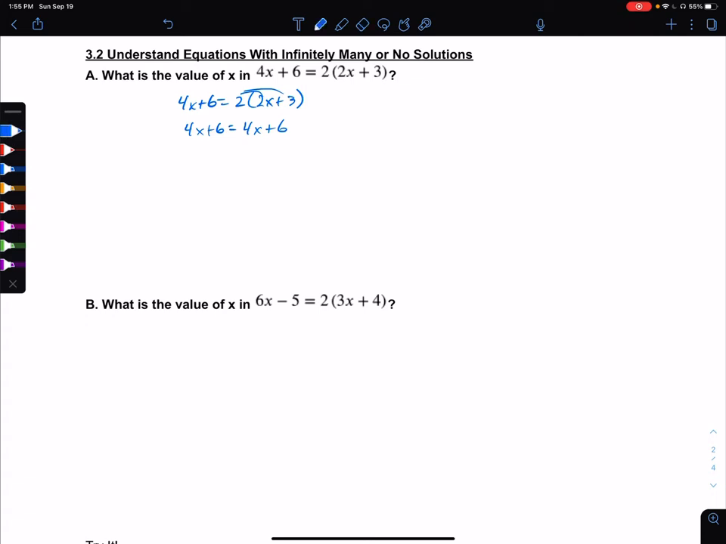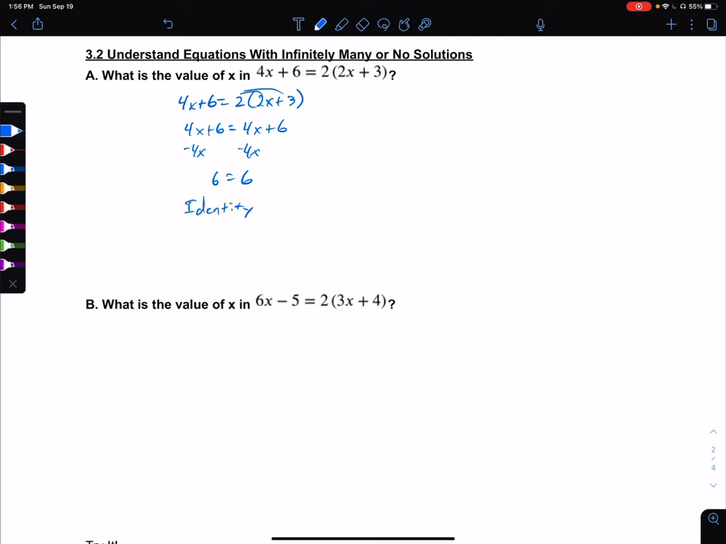I would then try to get all of my variables on the same side by subtracting 4x. When I do that, the 4x's on the left drop out, so I have 6, and the 4x's on the right drop out, so I have 6 is equal to 6, which is a true statement, right? 6 does equal 6. 6 always equals 6. And this is called an identity.